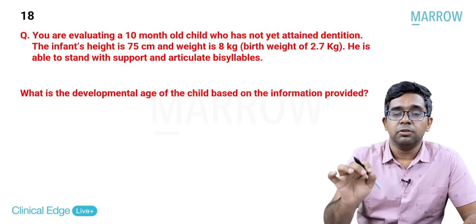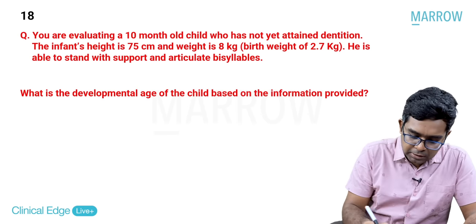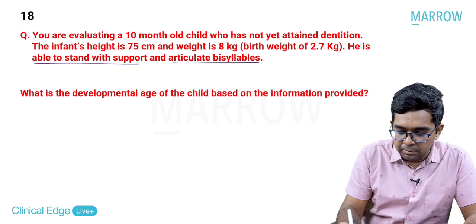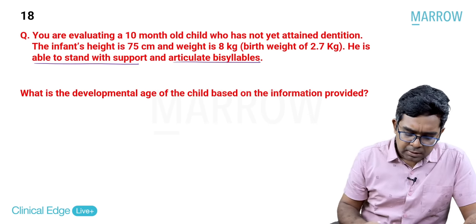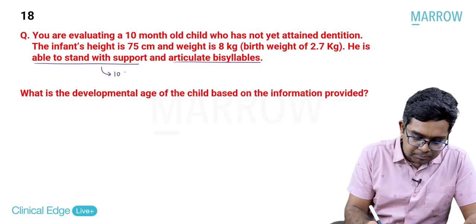Now we have to focus on the developmental milestones in this particular child. What are the two things which are given? Child is able to stand with support and articulate bisyllables. Standing with support is roughly by the age of 10 months.